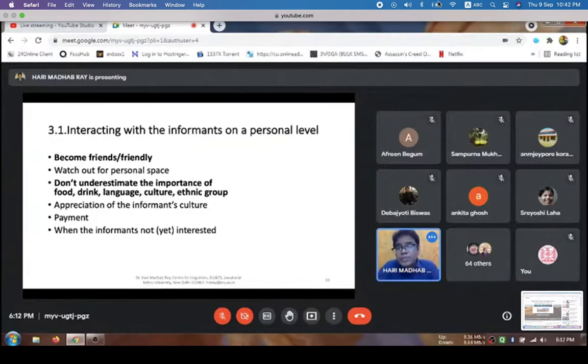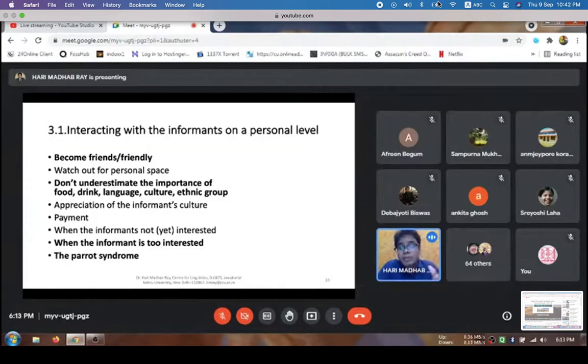At times informants are not interested. So what do you need to do if the informants are not interested? And there are some informants that are too interested. They have seen you in the field, and it can happen to anyone, either male or female, and they're too interested. Then you also have to be careful about why he or she is too interested. So these are the practical things, I know.